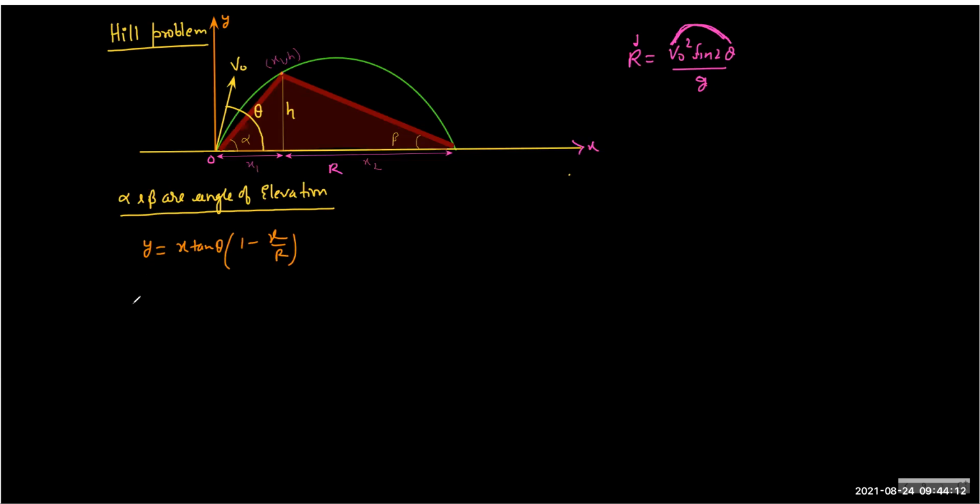So what we can see is that at x equals x1, y is h. So let's substitute the values. y is h, x is x1, tan theta we are trying to find, the angle of projection, and x1 by range. What is range here? If you look at the range, it's very simple. It's x1 plus x2. So this turns out to be something really nice.